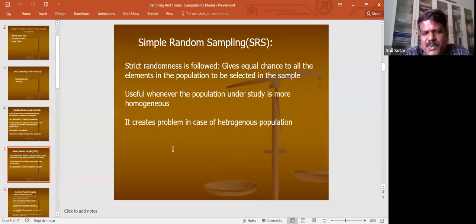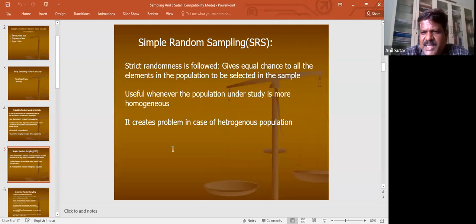The first popular method in random sampling is what we call SRS, that is simple random sampling. Basically, as you know, it is a lottery method. Strict randomness is followed here. It gives an equal chance to all the elements in the population to be selected.